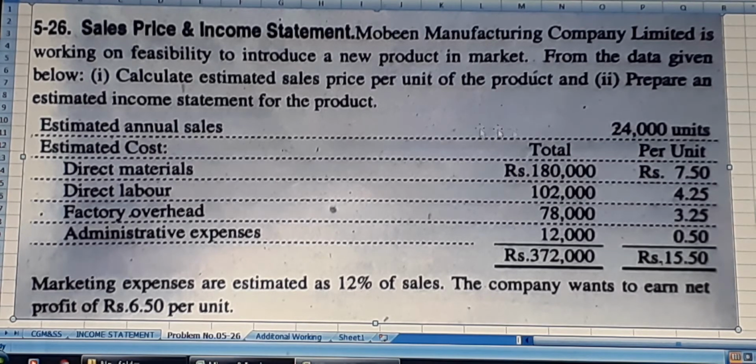Dear students, in this problem, the estimated annual sales in units are given, which are 24,000 units. Estimated costs: direct material cost is given, as well as its per unit cost. Direct labor cost, factory overhead, administrative expenses. But the marketing expenses are not given as an amount; they are given in percentage form. Marketing expenses are estimated as 12% of sales. The company wants to earn a net profit of rupees 6.50 per unit.